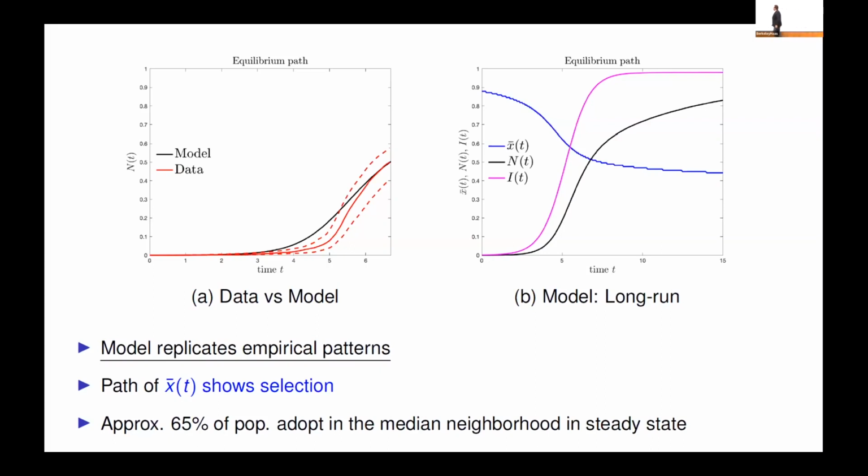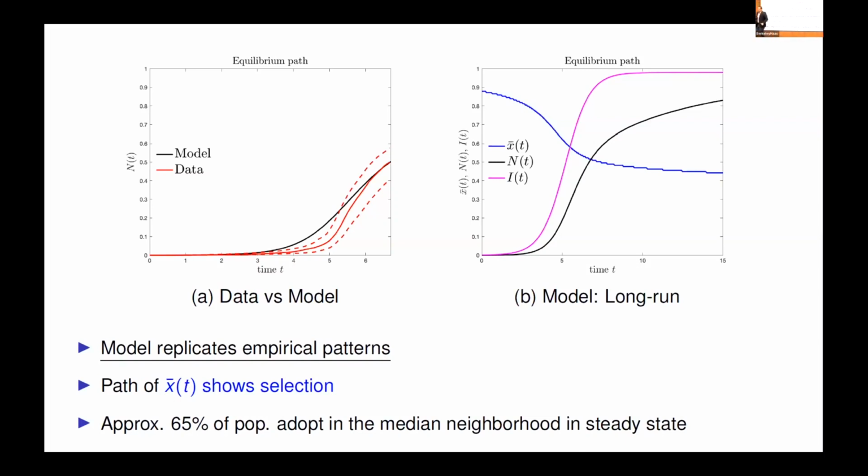Now, look at the blue line. The blue line is my threshold of adoption. You can see that it's declining over time. Why? Because of the complementarities. If more people use this app, then there are more benefits there for other people, and then the marginal person has a lower and lower X. So this is the selection that I was telling you about. Okay, so that's how my model does.